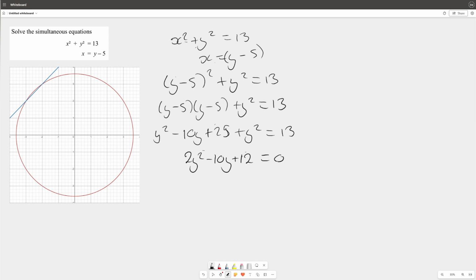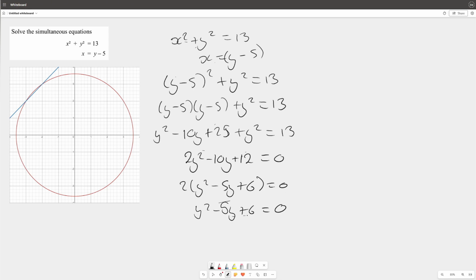But actually, since this is an equation equal to 0, and I can factorize something out of all of these three terms, I'm going to do that to make this question simpler. So by factorizing out the 2, I get a much nicer quadratic. And I can divide both sides by 2 to get y squared minus 5y plus 6. 0 over 2 is just 0. So that's going to equal 0.